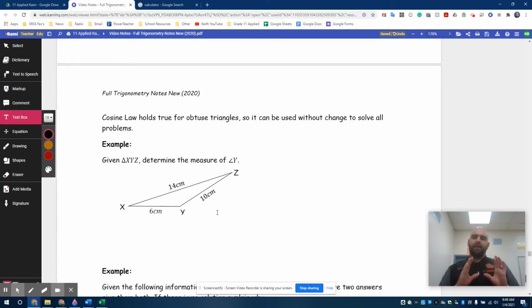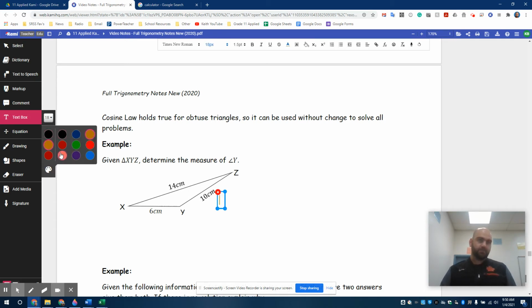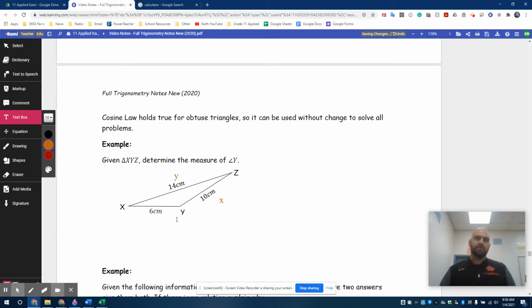Let's take a look at if we have an obtuse triangle and we need to use cosine law. The way that cosine works, it actually is going to give us an obtuse angle. So in this case here, where we're given x, y, z, this here is going to be little x, this one's going to be little y, and this one here is going to be little z. There you go. We're going to use our cosine law. I'm going to use the abbreviated cosine law. I'm going to be trying to find angle y.